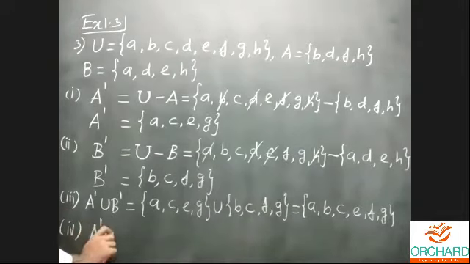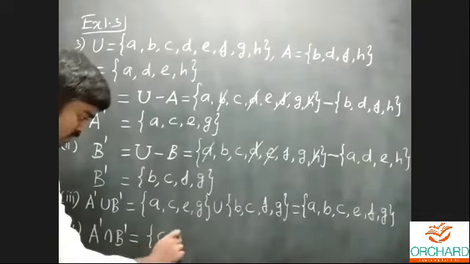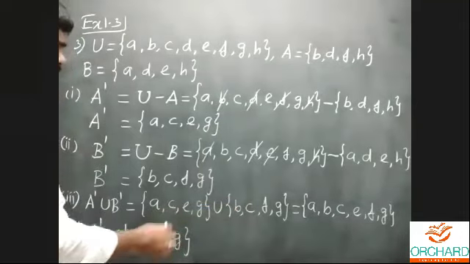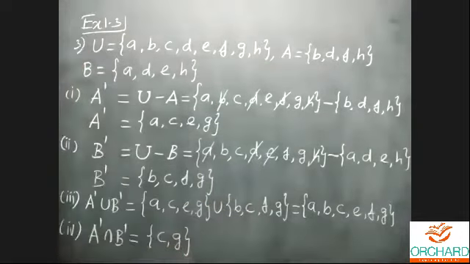A dash intersection B dash. What is the common element between A dash and B dash? Observe the two sets A dash and B dash. Yes, very good: C and G. Directly here itself we can identify C, C, G, G. Only two elements are common. This is the answer for the intersection of the complements of sets A and B.